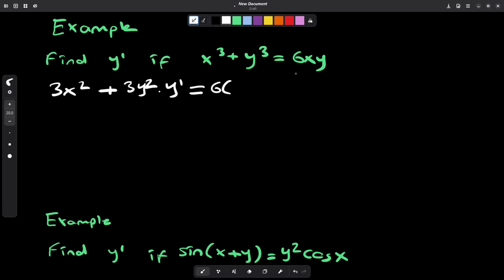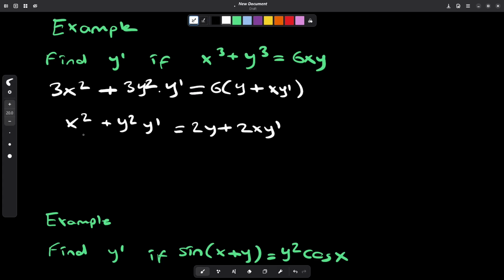This is differentiating multiplication, therefore 1 multiplied with y plus x multiplied with y derivative. I can divide both sides with 3. x squared plus y squared y derivative is equal to 2y plus 2x y derivative.